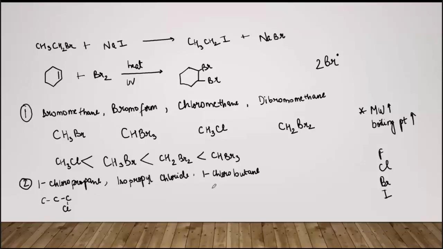We have 1 chlorobutane also. So 4 carbons here and 1 chlorine at this point. Isopropyl chloride. So this is isopropyl chloride. Let me just check. I'm not sure about this. Just give me 1 minute. Okay, yeah, it's right. So these are all the chemical formulae for these compounds.